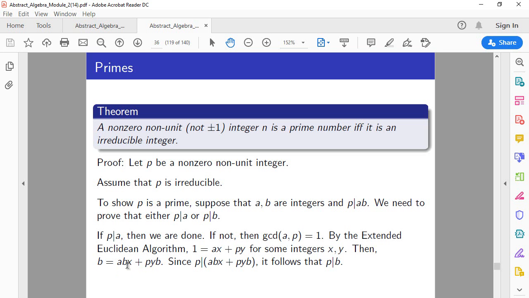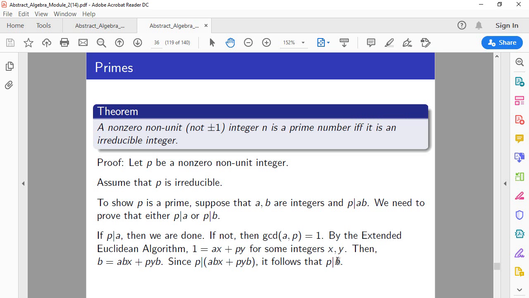Notice that the assumption was that p divides ab, so p divides abx, and clearly p divides the second term here because it's a multiple of p. So p divides the entire right hand side here, and therefore p divides b.